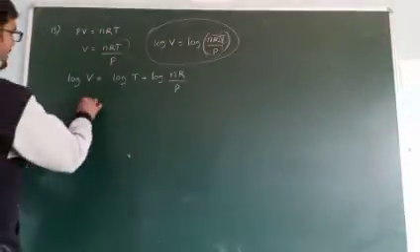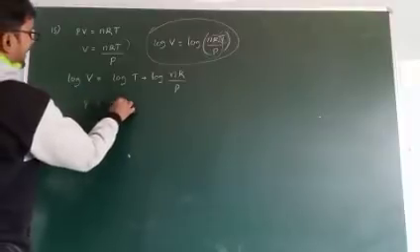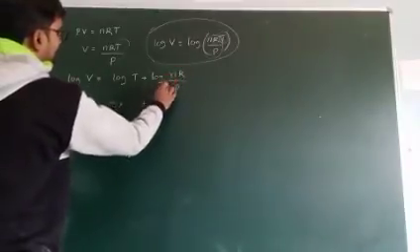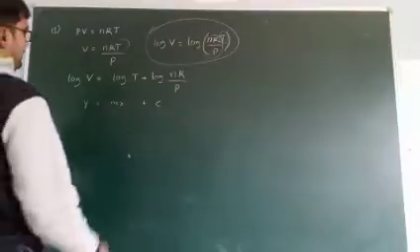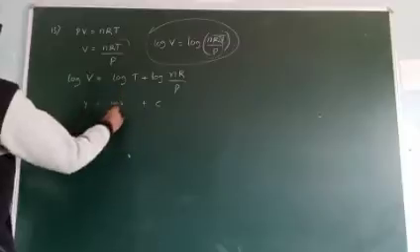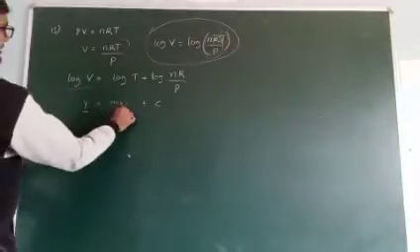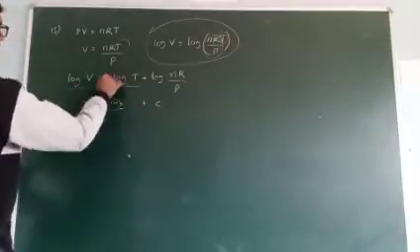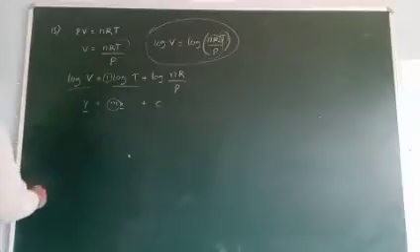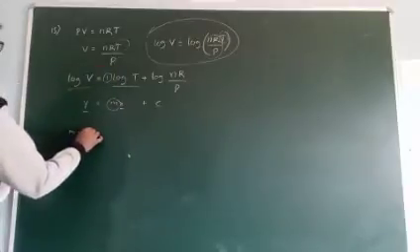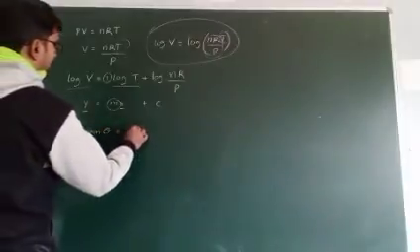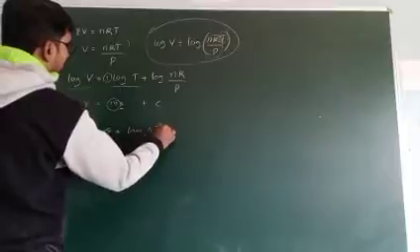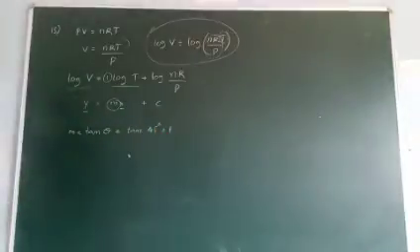Right. But this looks like y is equal to mx plus c. This is c, the intercept value: log nR by P. Here y is log V, x is log T. What about m? The m value is 1, not mentioned here. So actually m is equal to tan theta. Tan theta value: tan 45 degrees is equal to 1.